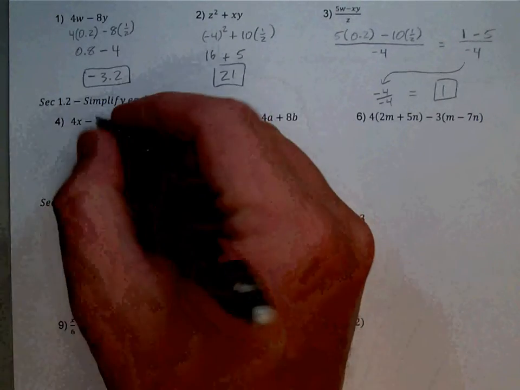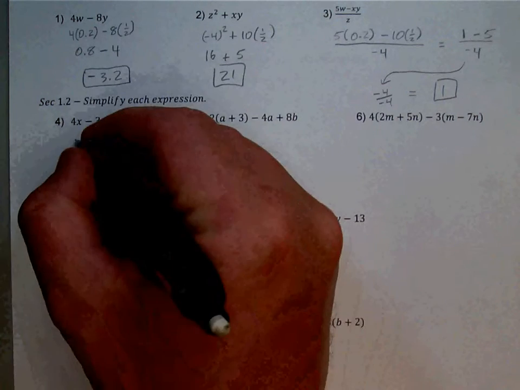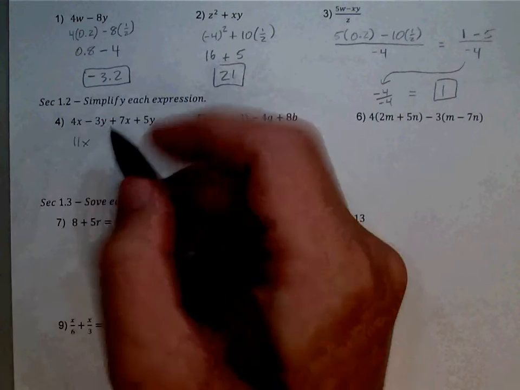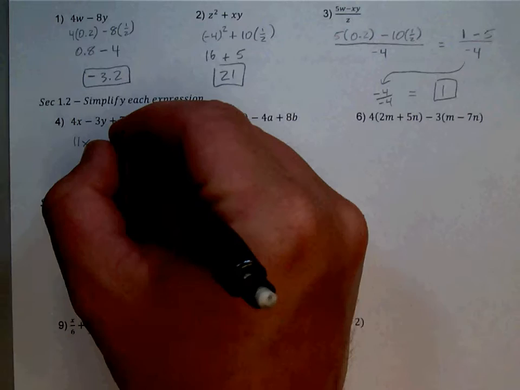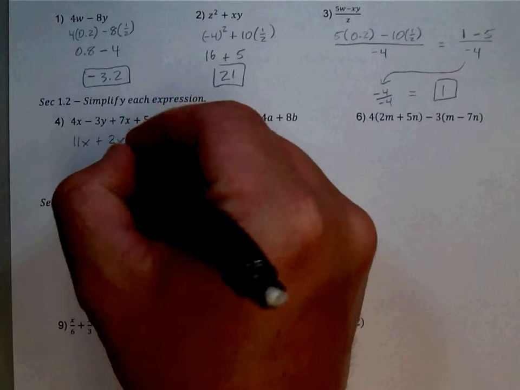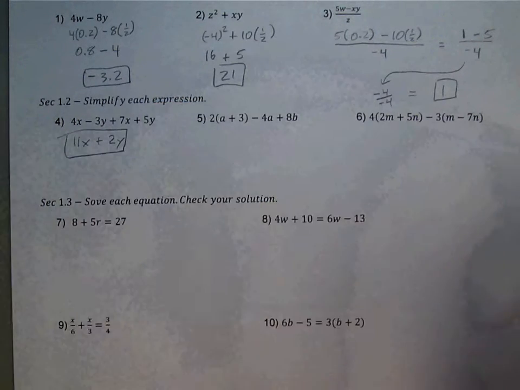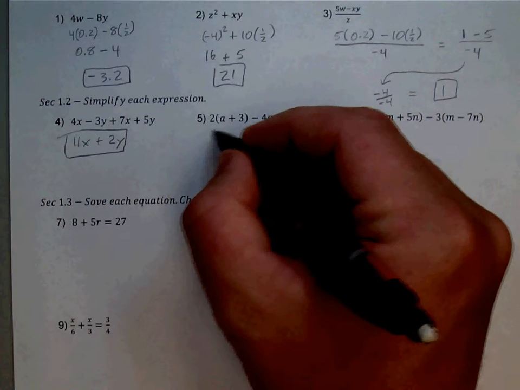Now we start simplifying. Combine like terms. 4x and 7x together make 11x. For the y's, negative 3y and positive 5y makes a total of 2y. So 11x plus 2y. Number 5, we need to distribute first.